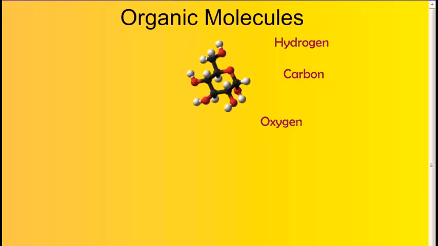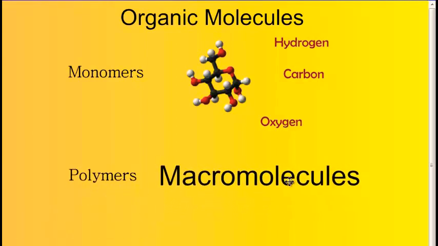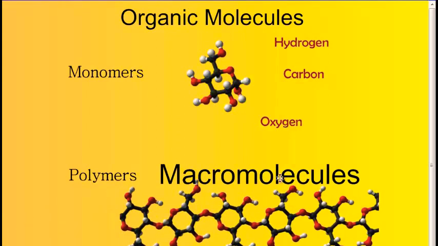Okay, now this is a monomer. It's one unit. A monomer is one unit of something that builds a much larger thing called a polymer. More often, when we're talking about polymers, we're going to talk about macromolecules like this one here.